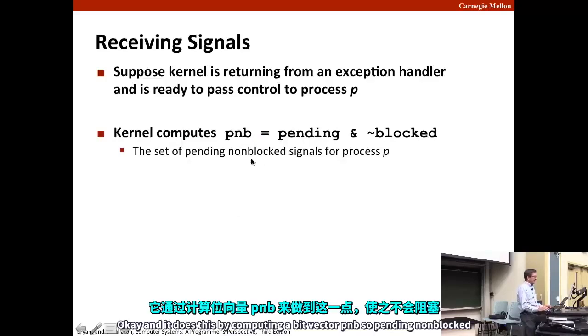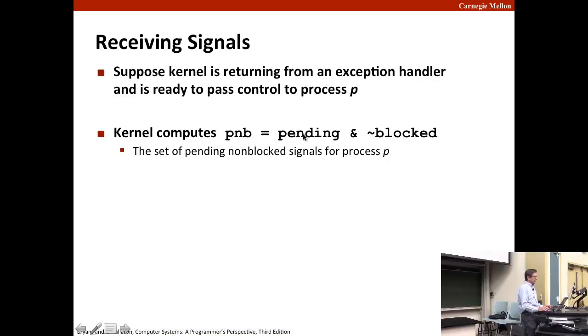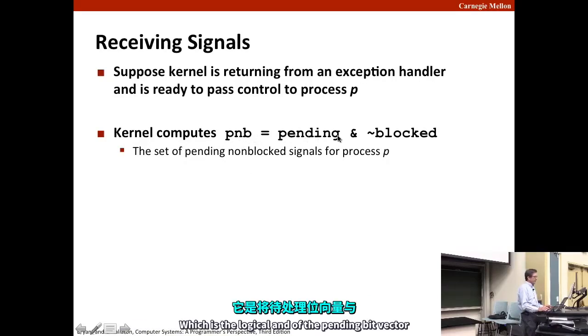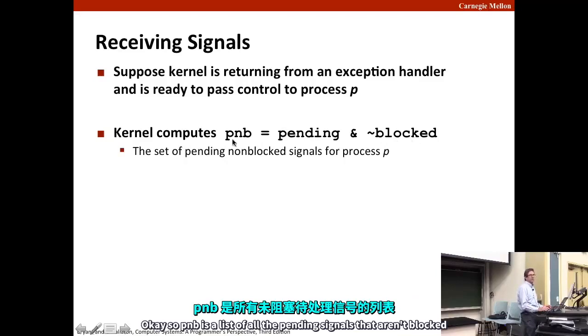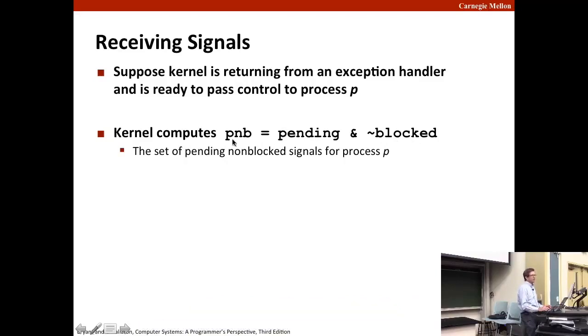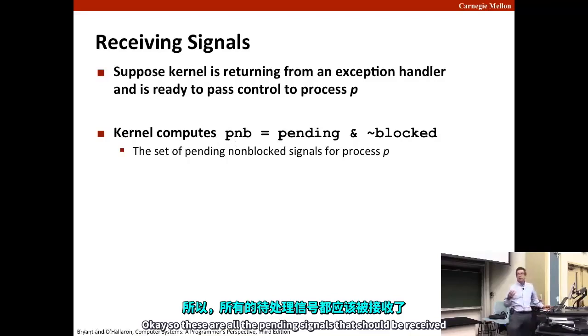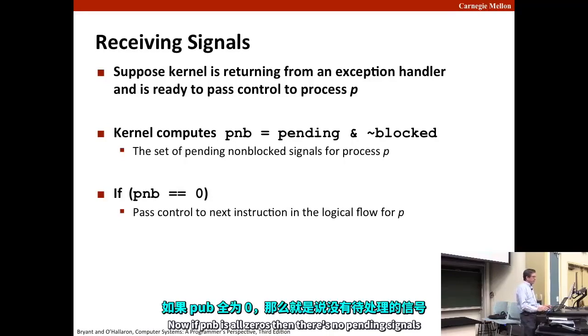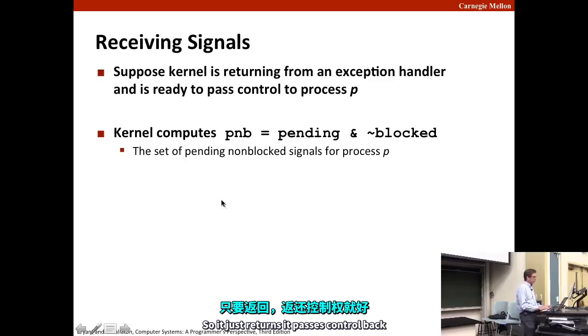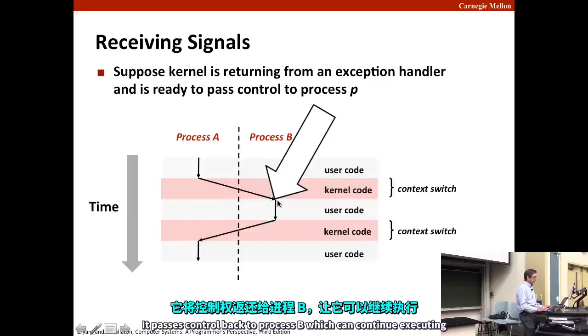And it does this by computing a bit vector PNB, for pending non-blocked, which is the logical AND of the pending bit vector and the inverse of the blocked bit vector. So PNB is a list of all the pending signals that aren't blocked. Okay, so these are all the pending signals that should be received. Now if PNB is all zeros, then there are no pending signals, so it just returns, passing control back to process B, which can continue executing.